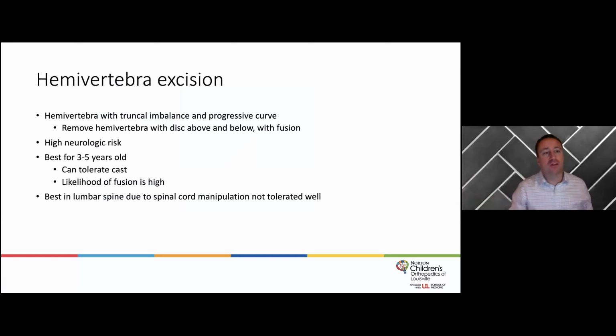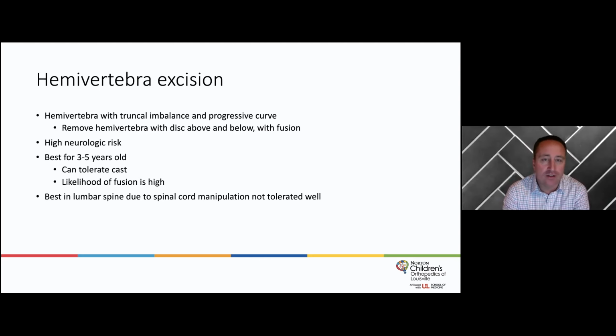And so a hemivertebral excision is a high neurological risk, so you have to make sure you have neuromonitoring. And this is actually better to do when they're younger, around 3 to 5 years of age. If they're younger than 3, then their bone is really small and their skin is very thin, and it's really hard to use instrumentation that's not going to be prominent.